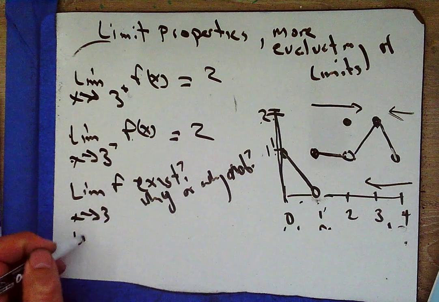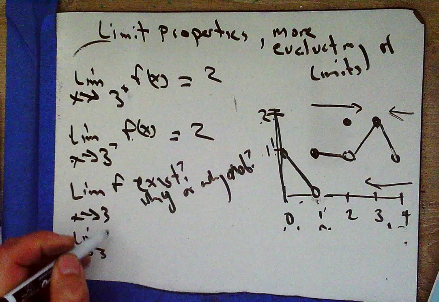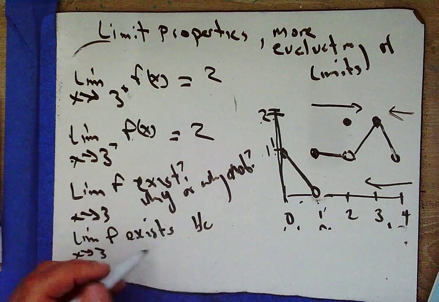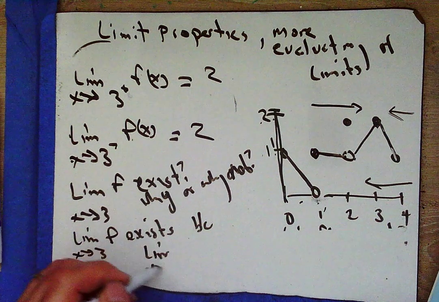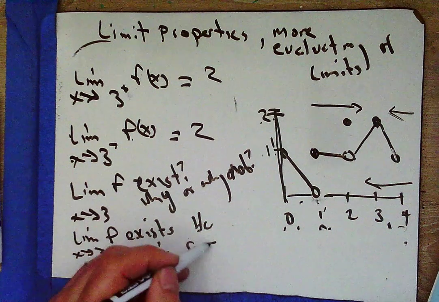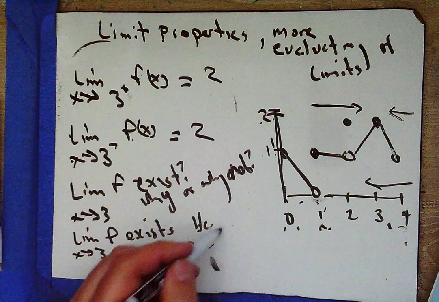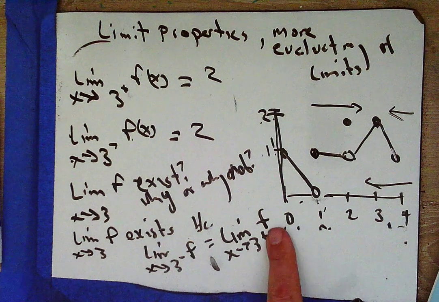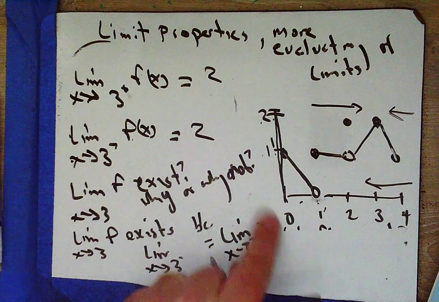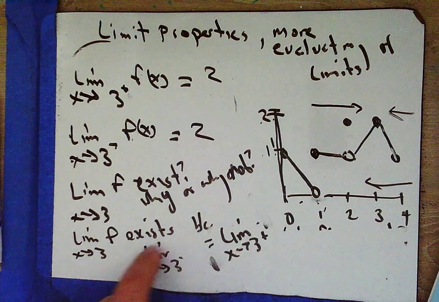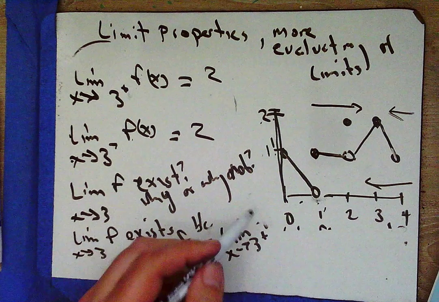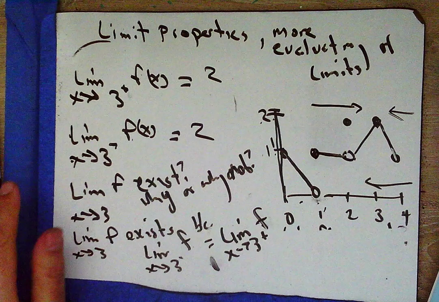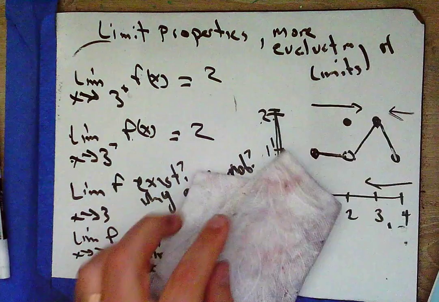Yes. The limit as x approaches 3 of f exists because the limit as x approaches 3 from the negative side equals the limit as x approaches 3 from the positive side. Don't forget to put the function there. If you do this, I say I don't know what you're talking about. The limit of what? Well, it's the limit of f. So put f. Don't skip that. Okay? Excellent.